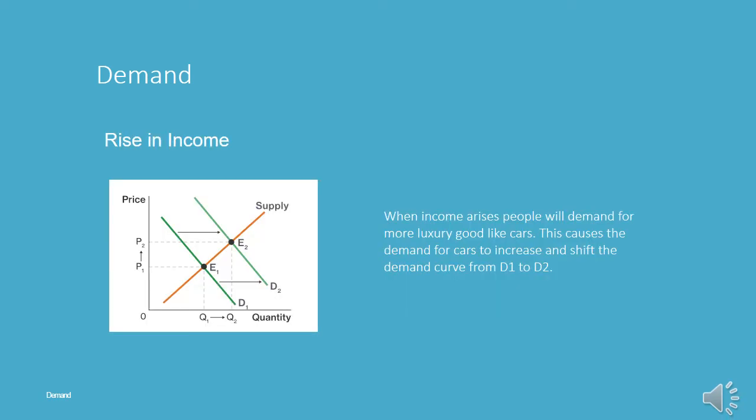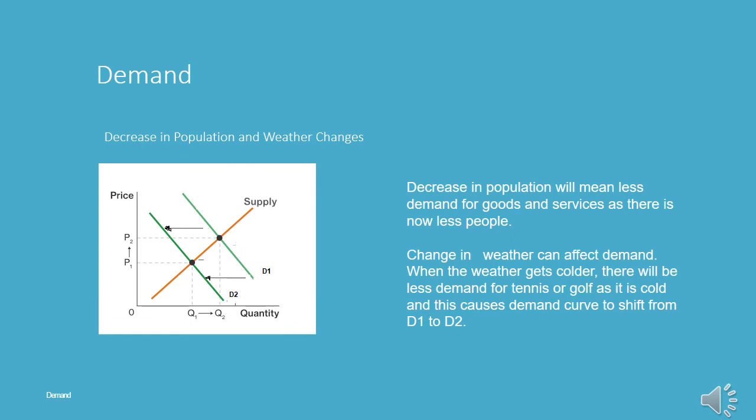When income rises, people will demand more luxury goods like cars. This causes the demand for cars to increase and shifts the demand curve from D1 to D2. A decrease in population will mean less demand for goods and services as there are now fewer people. Change in weather can affect demand. When the weather gets colder, there will be less demand for tennis or golf as it is cold, and this causes the demand curve to shift from D1 to D2.